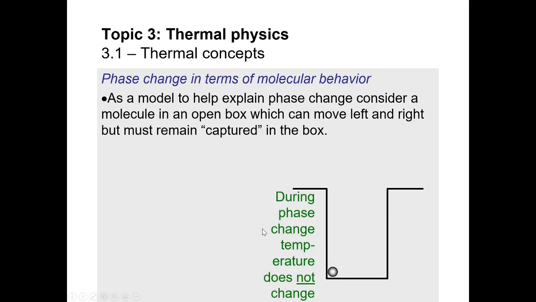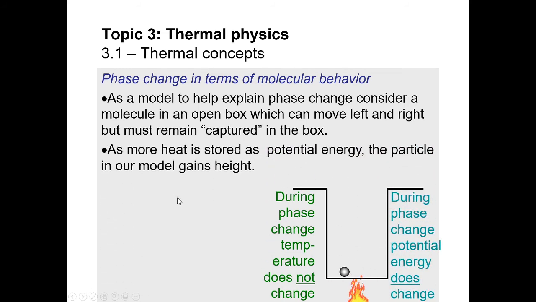Okay, let's look at this from a different point of view. This is often an analogy that's used in a lot of physics explanations: a particle trapped in a well or captured in a box. So this particle has some energy, so it vibrates back and forth, but in order to escape from this well, it needs to have a lot more energy given to it in order to change phase.